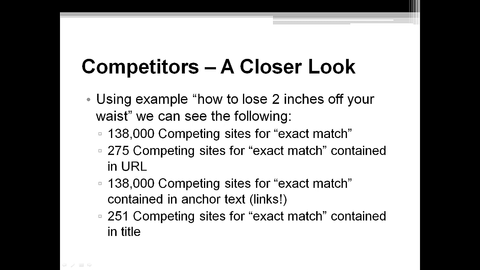A closer look at your competitors. Using the example, how to lose 2 inches off your waist, we can see the following. There are 138,000 competing sites for an exact match search. 275 competing sites for an exact match contained in the URL, 138,000 competing sites for exact match contained in anchor text, and 251 competing sites for exact match contained in the page title. And remember, you want to take a note of these figures.